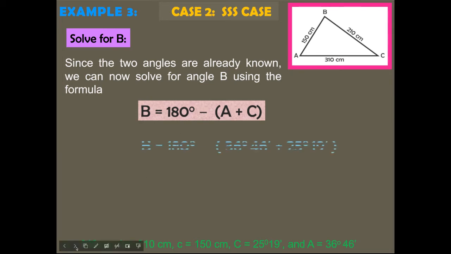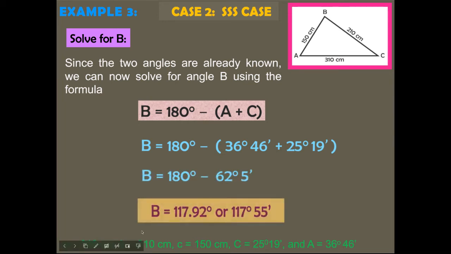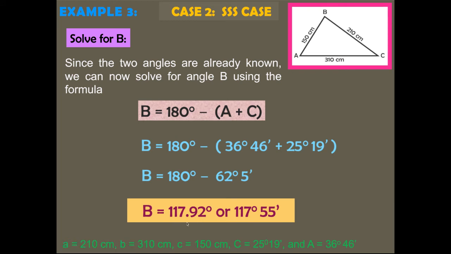So we substitute, and we will have angle B equals 180 degrees minus the sum of 36 degrees 46 minutes and 25 degrees 19 minutes. So we will get this value for angle B, which is 117.92 degrees or 117 degrees and 55 minutes.